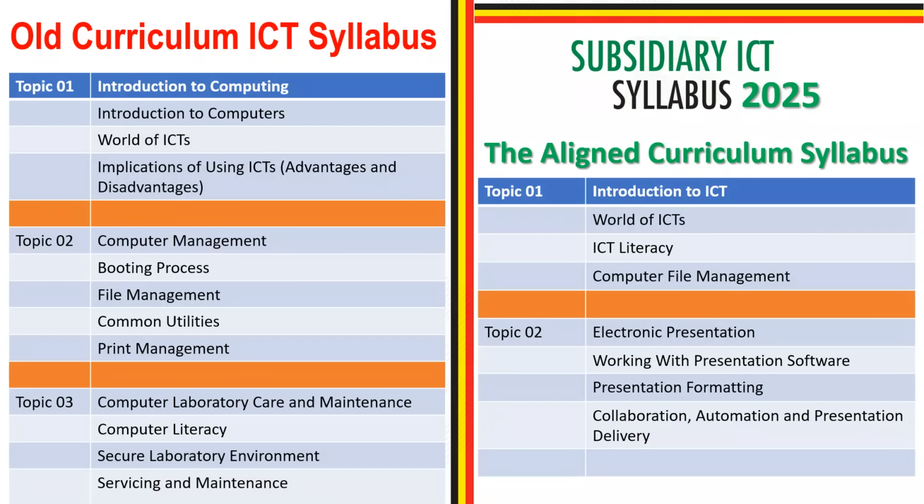Then when it comes to the subtopics of the aligned curriculum, you find that, for example, topic 1, Introduction to ICT, covers World of ICT, ICT literacy, computer file management. So these ones, when you look at the old syllabus, when we had Introduction to Computing, we would look at Introduction to Computers, World of ICTs, implications of using ICTs, and the order follows like that. Then when it comes to the aligned curriculum, this is how it has been broken down.